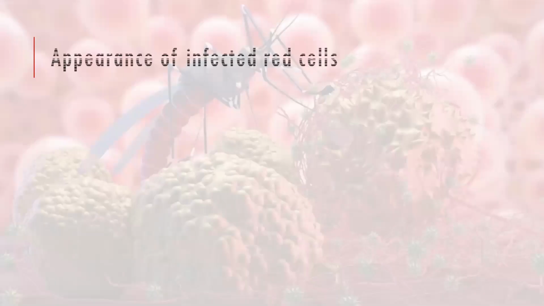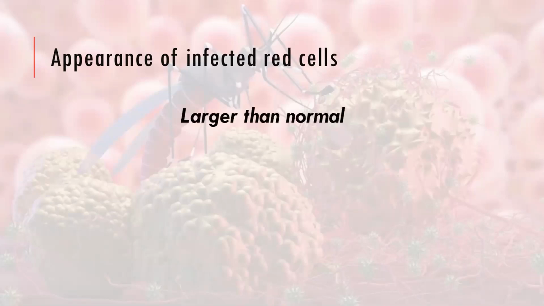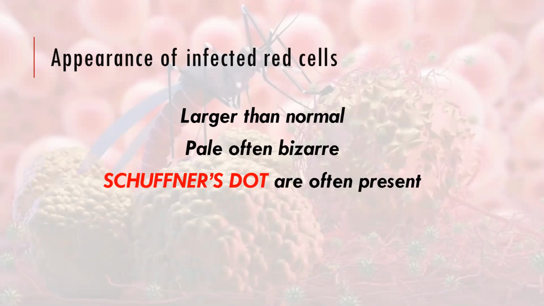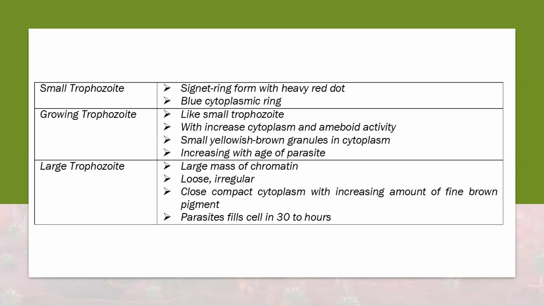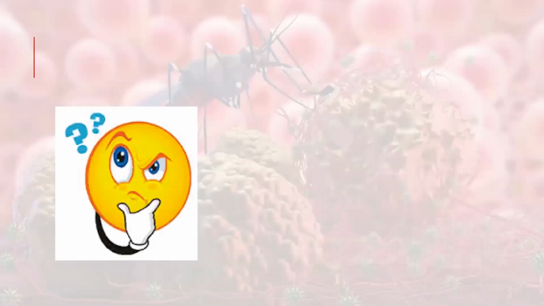Okay? Next, what is the appearance? Appearance of infected red cells with vivax: larger than normal, pale, often visible, and what we call Schuffner's dots are often present. So this is just the structure of the morphological forms of each parasite. So, okay na yan.